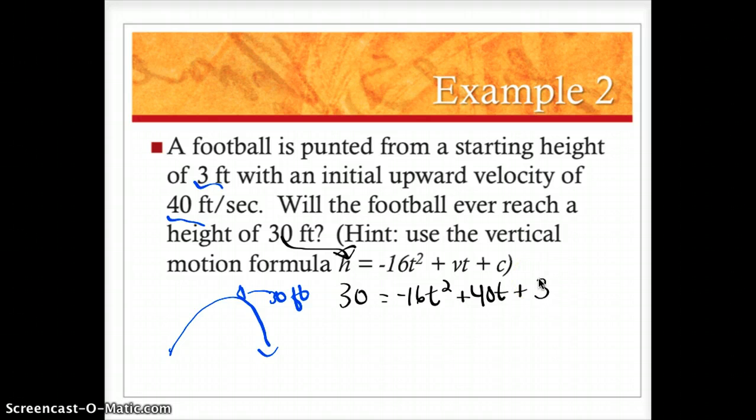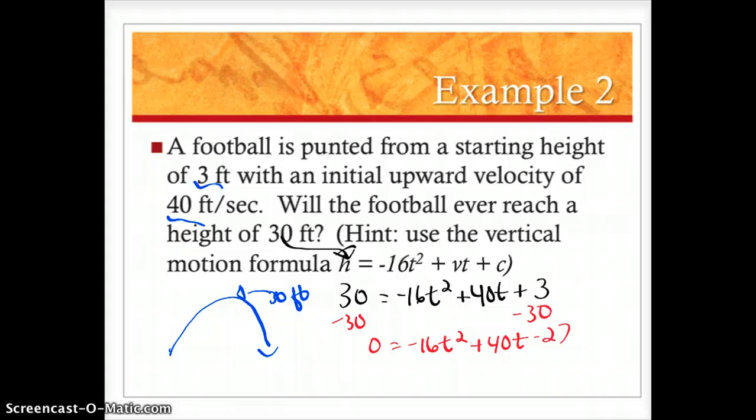Okay. All right, now this is not in standard form, so if I want to use anything with the discriminant here, I would want to subtract 30 from both sides. Okay, so now I'm going to get 0 equals negative 16t squared plus 40t minus 27. Okay, so right now I don't necessarily want to actually solve it, but I just want to know, is it ever going to actually hit that height? In other words, will this have any solutions or not?